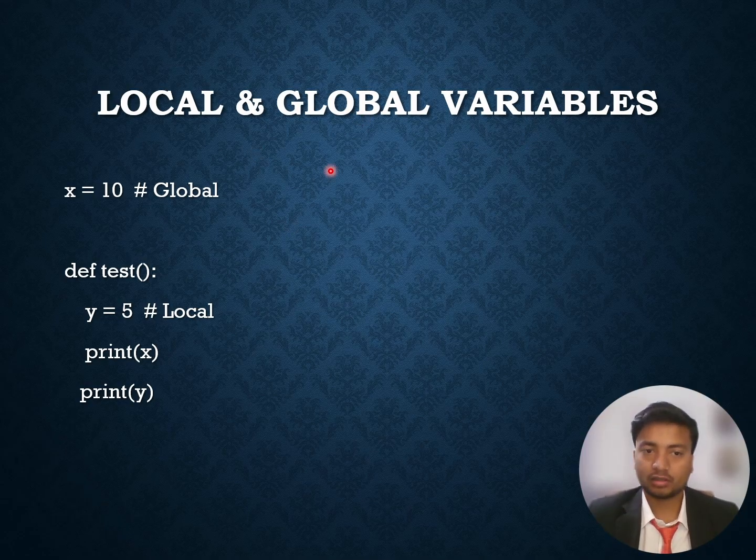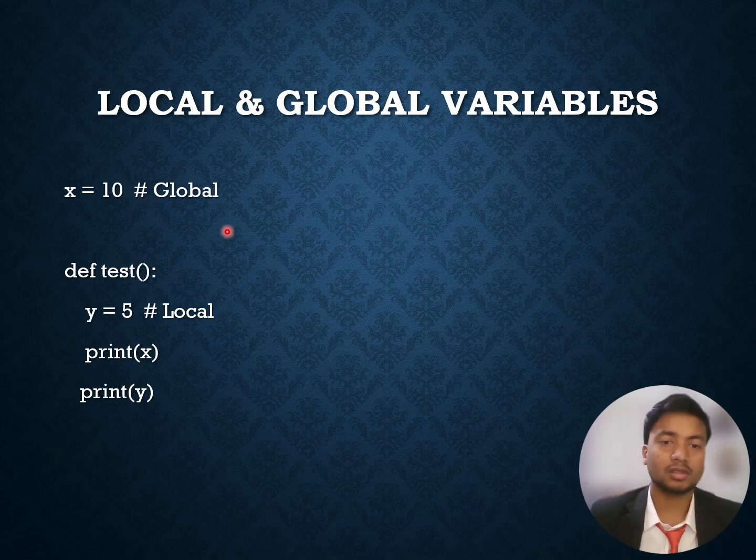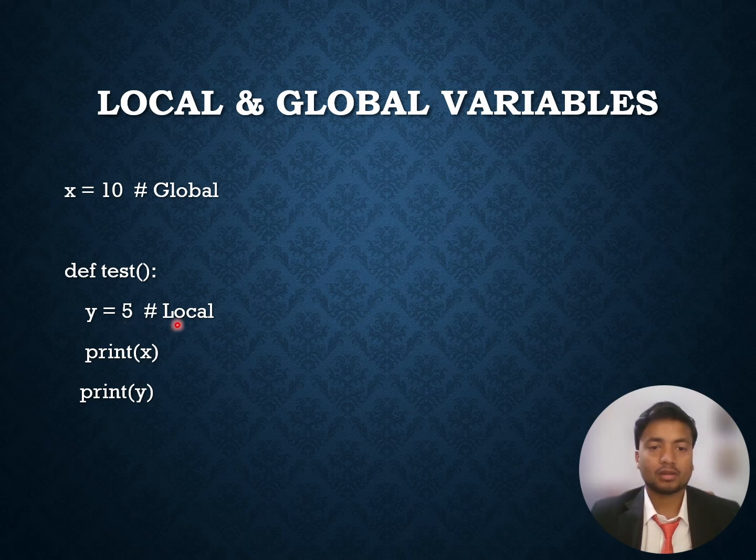Local and global variables come under functions. Say x equal to 10, with a hashtag used for comments in Python. It is a global variable. Here we define test with brackets and a colon, y equal to 5, a local variable. Print x, print y. Here we print x equal to 10 and y equal to 5.